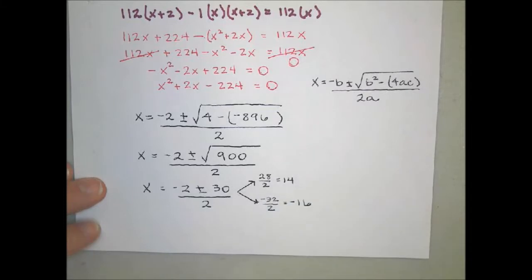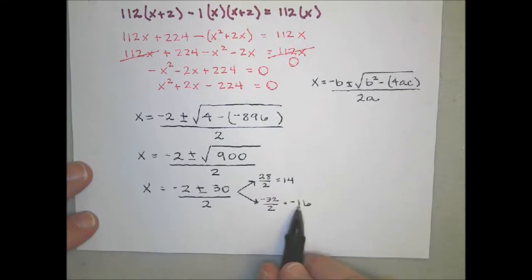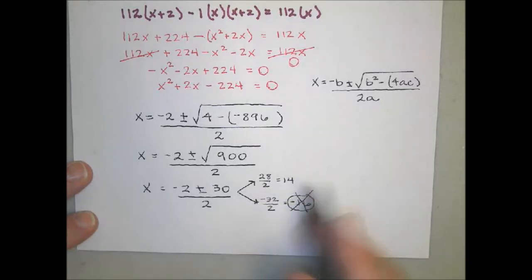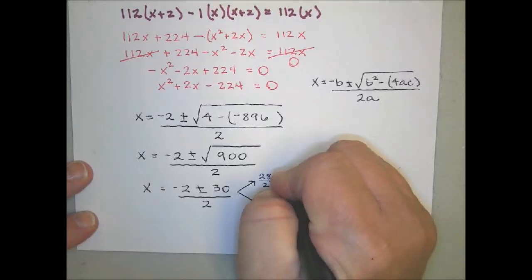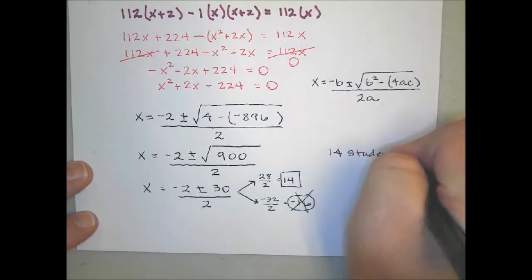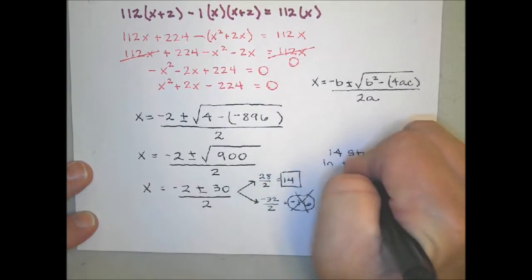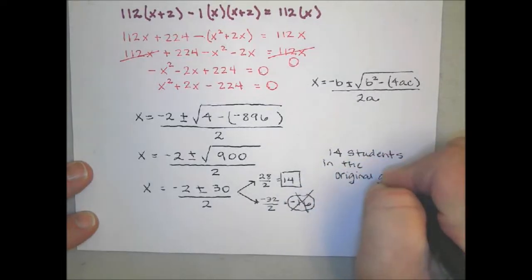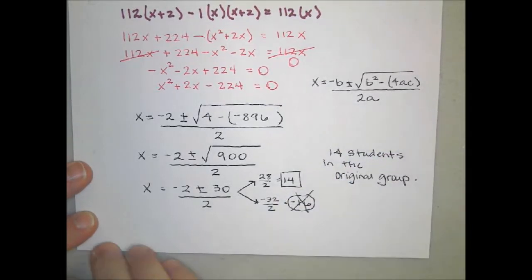Now you have to remember what x represented in the first place. It was the number of students who were initially going to hire the tutor. And I can't have a negative amount of students, so I throw that answer out. So my answer is 14. So 14 students in the original group. And that's your answer.